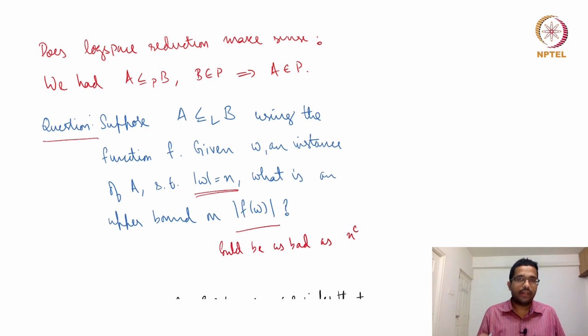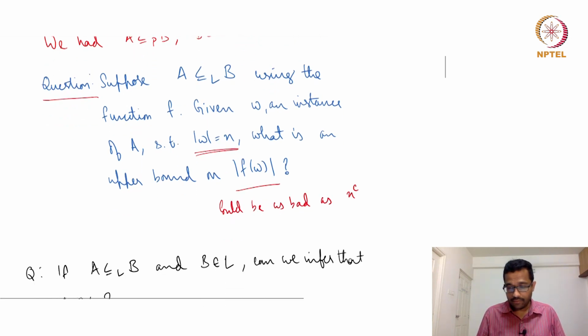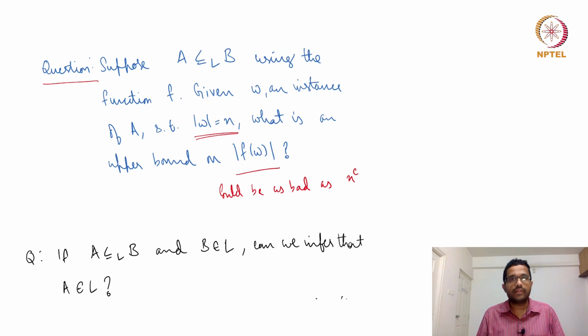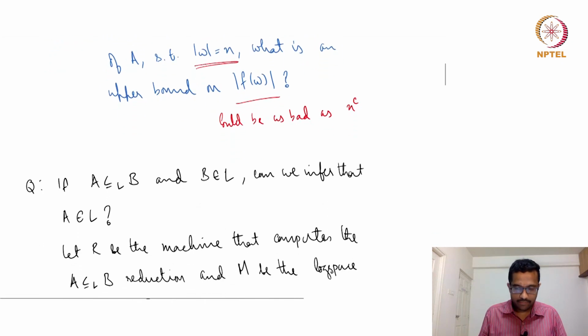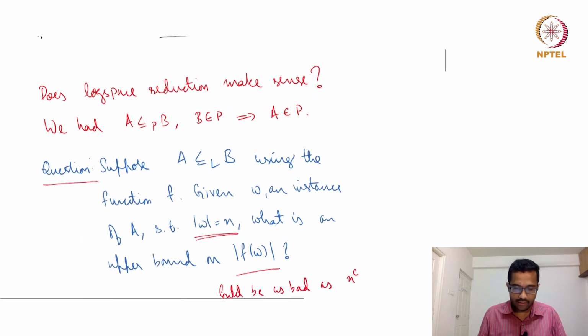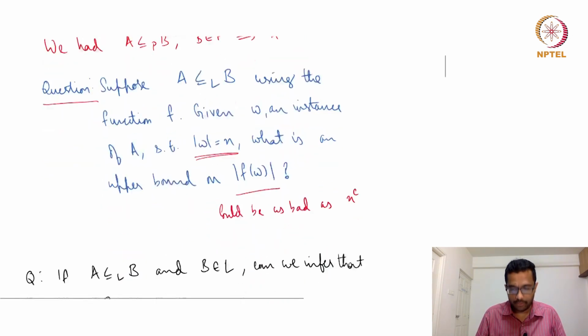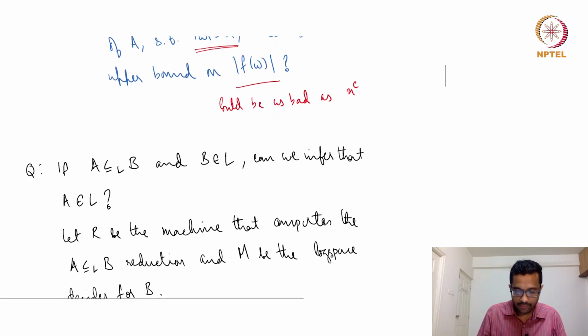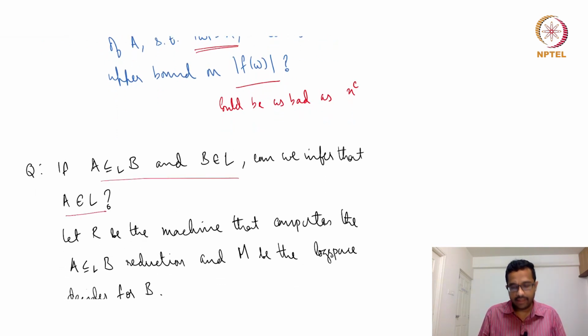And okay, so now A reduces to B. Now the length of the reduced instance is polynomial. Now the key question again, like we said over here: A reducible to B in polynomial time, B in polynomial time implies A in polynomial time. So can we say the same thing for log space reductions? A reduces to B in log space. Suppose B itself is in log space, is A also in log space?